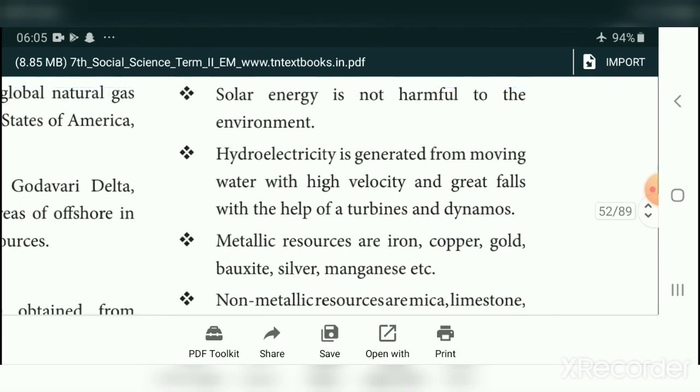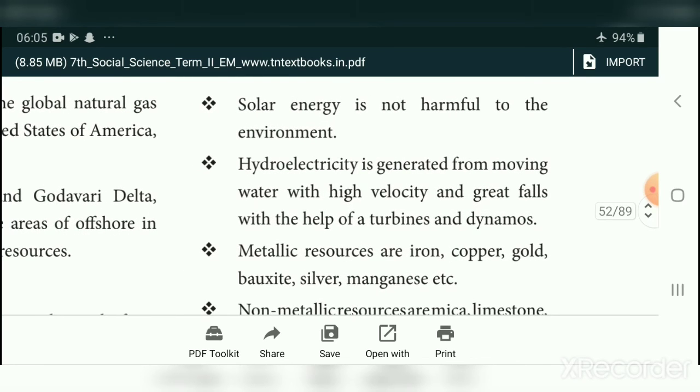Solar energy is not harmful to the environment. Sun energy is a renewable one. It is not a danger to the environment. Hydroelectricity is generated from water moving with high speed and great falls, with the help of a turbine and dynamo.